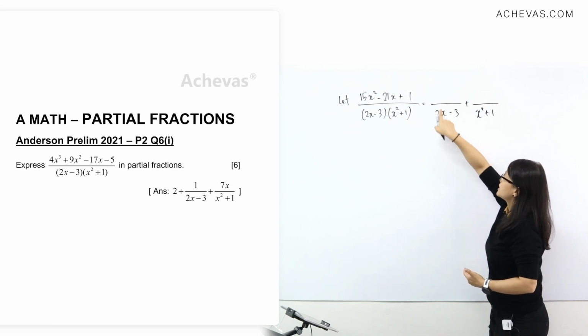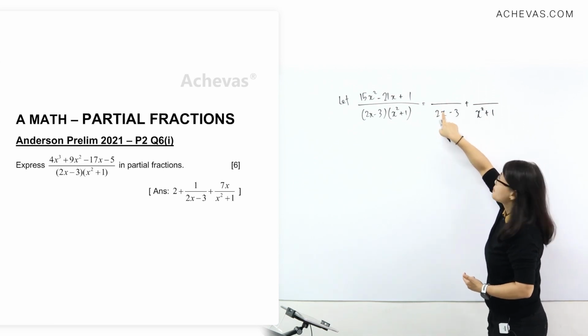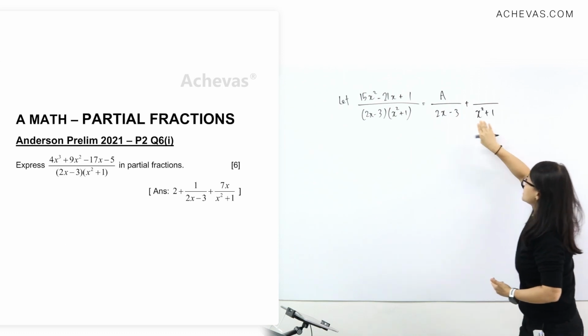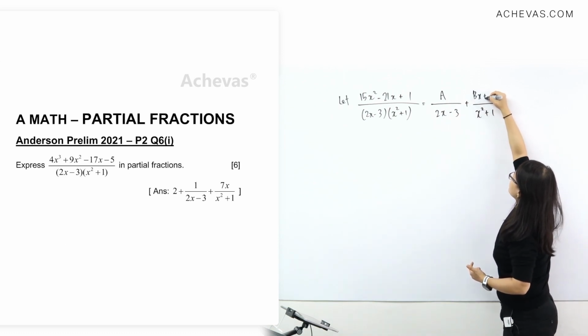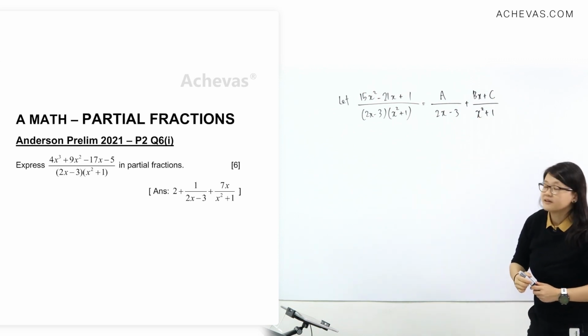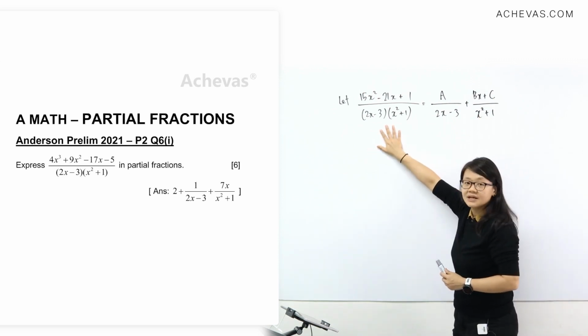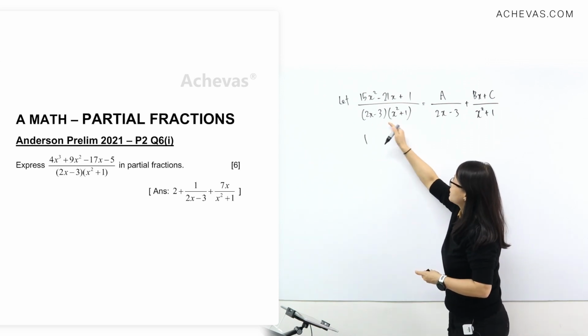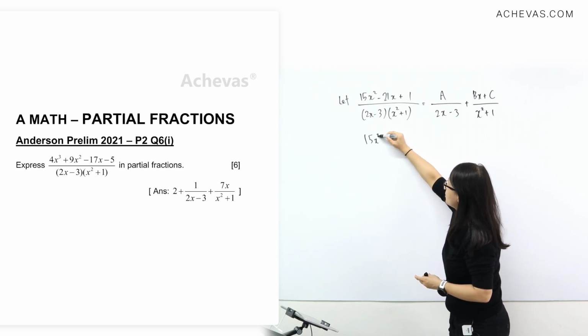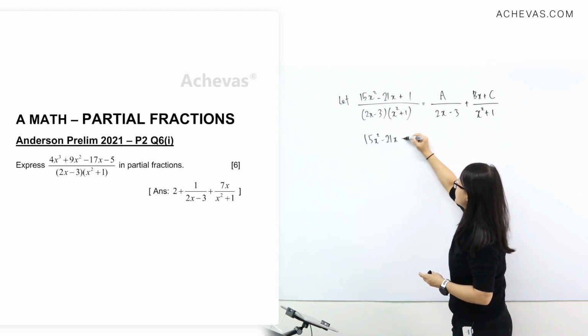So I'm going to put the numerator here. If this is linear, we're going to put A, and since this is a quadratic, I'm going to do Bx plus C. Okay, next step, we're going to multiply both sides by the LCM of the denominator, which is these two brackets over here. So on the left hand side, when you multiply these two, the denominator is gone, so we're left with the numerator.